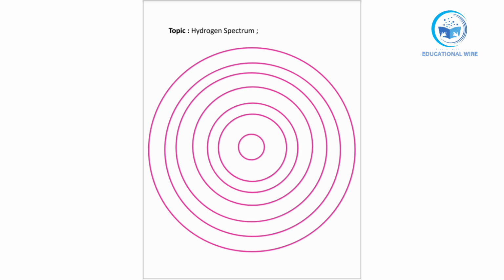Okay, now let's understand how we have put it over here. As I told you, the first one is called the Lyman series. Now this is our first point. This is our K shell. Let me also write the names: K, L, M, N, O, and P. And this is our nucleus.